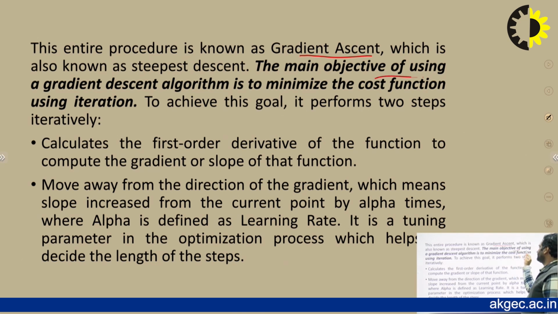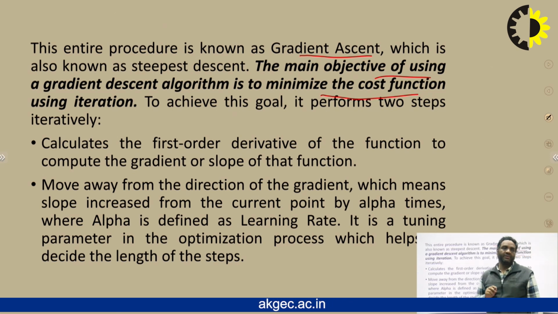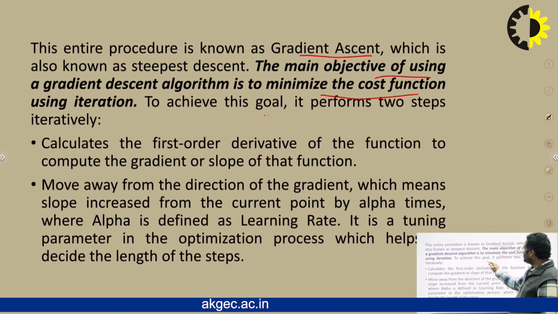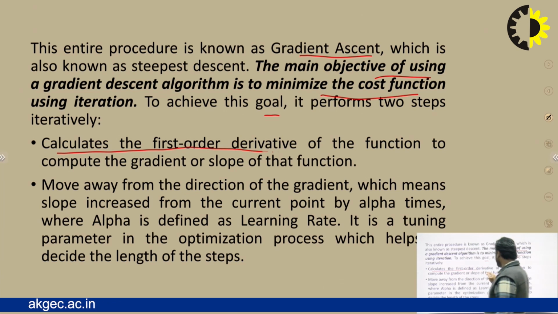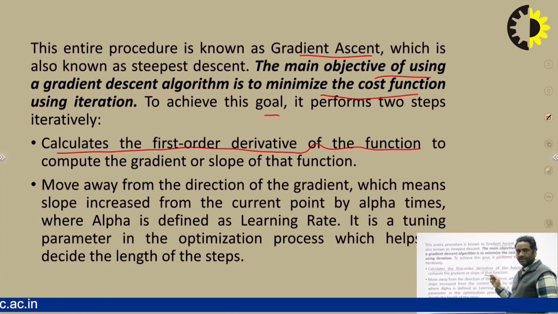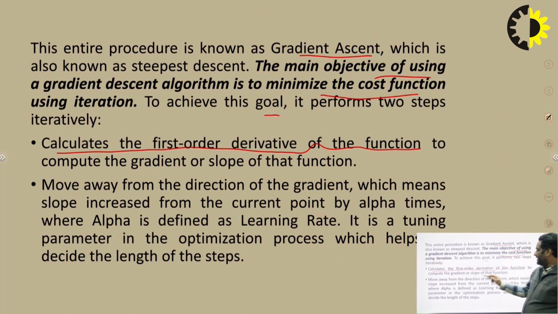The main objective of using a gradient descent algorithm is to minimize the cost function using iteration. We need a number of iterations to achieve the minimum point. To achieve this goal, it performs two steps iteratively. First step is to calculate the first order derivative of the function. It computes the gradient or slope of the function. That is, if our function is f(x), that means we need to find df upon dx. This is our first step.